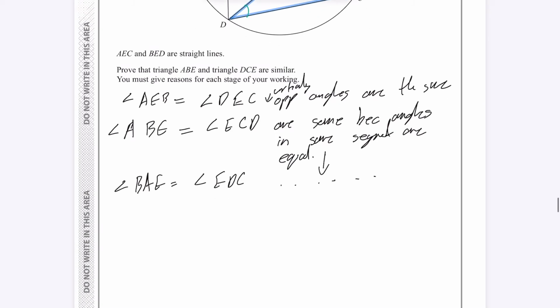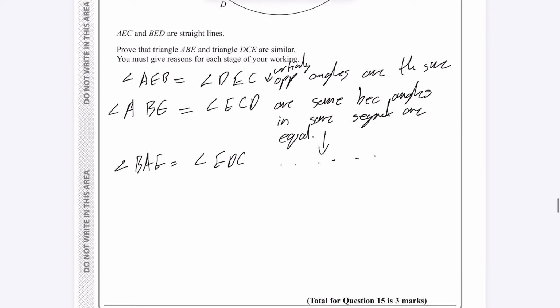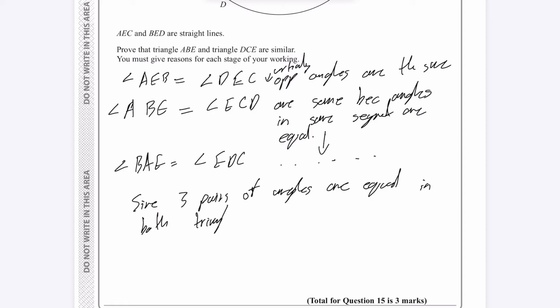And then finally, to prove that they're both similar, we have three pairs of angles. So since three pairs of angles are equal in both triangles, then ABE and DCE are similar.